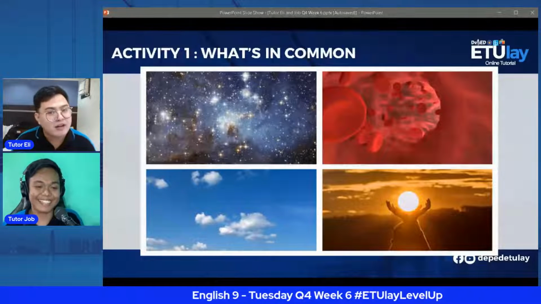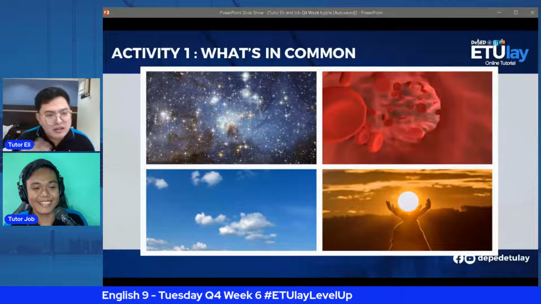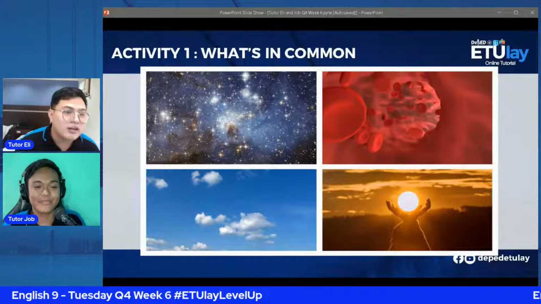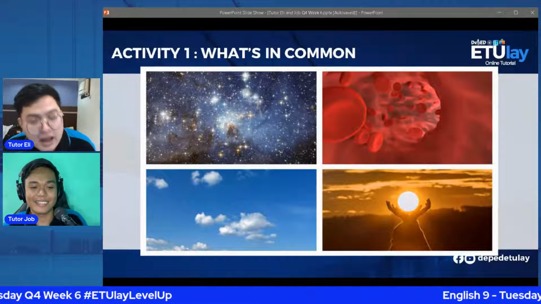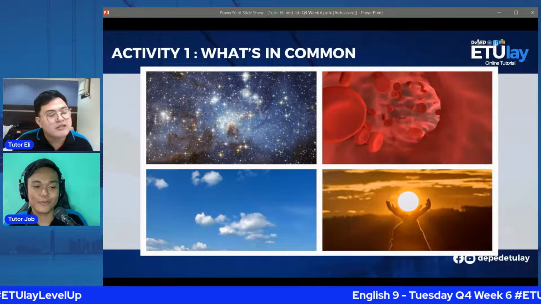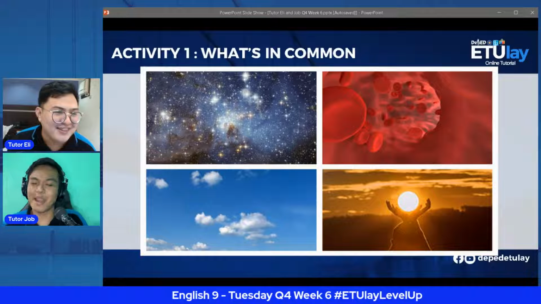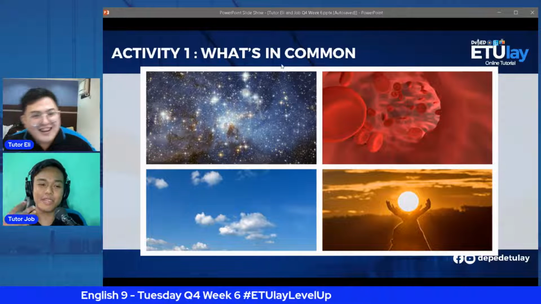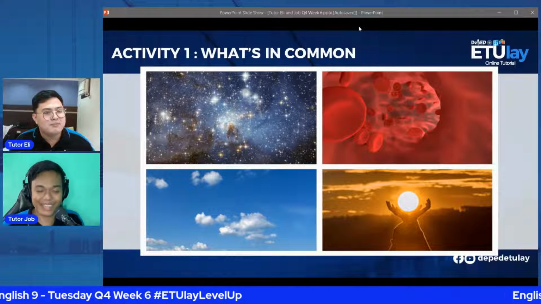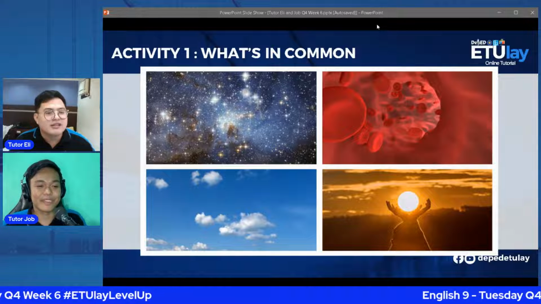Okay, so we have stars. We have the color red, the blood, the color blue, the sky, and the sun, which is color yellow. Actually, hindi nila masyado na-gets yun. Marami tayong pwedeng i-interpret dito. Pero syempre, yun.